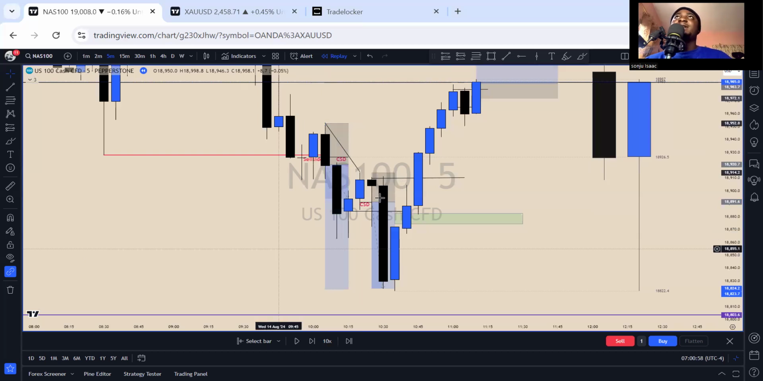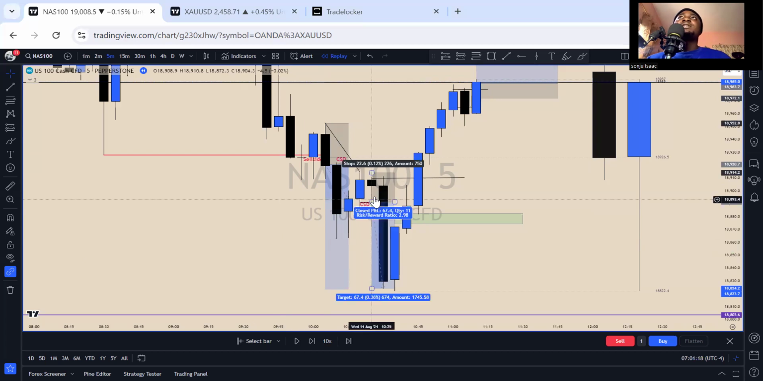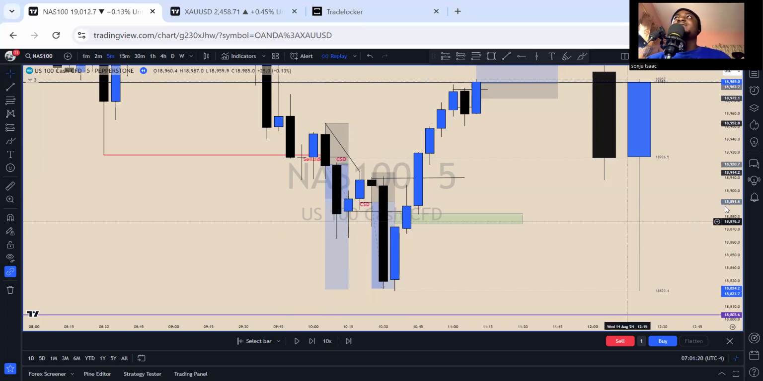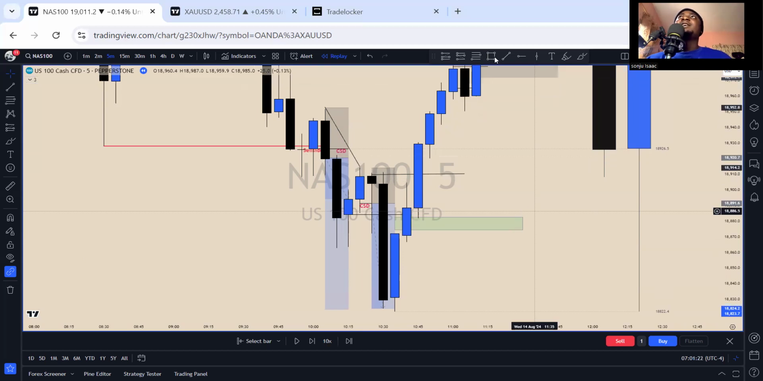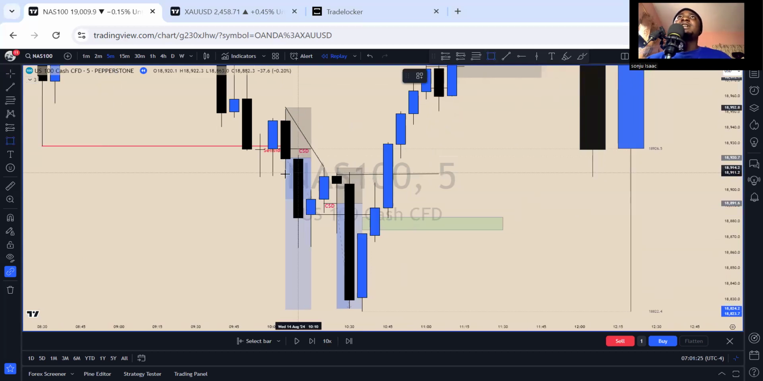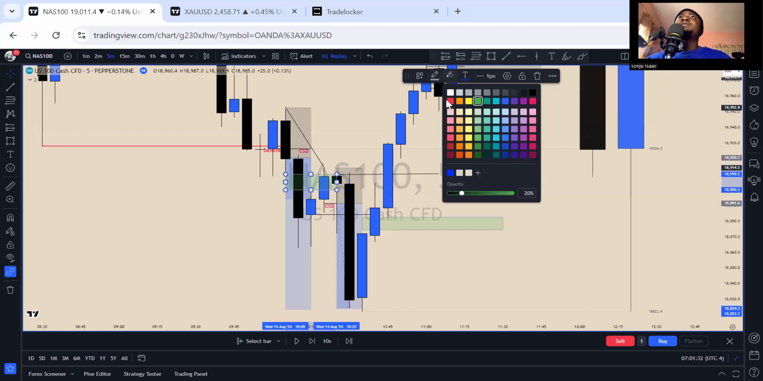I entered from here, at this point. Since we already had the entry but my broker didn't let me get into this trade from this point, I'm going to show you guys how I went to the 1 minute time frame, using this. If you see, we have a bearish fair value gap at this point. Now I want to see how this bearish fair value gap is going to work.